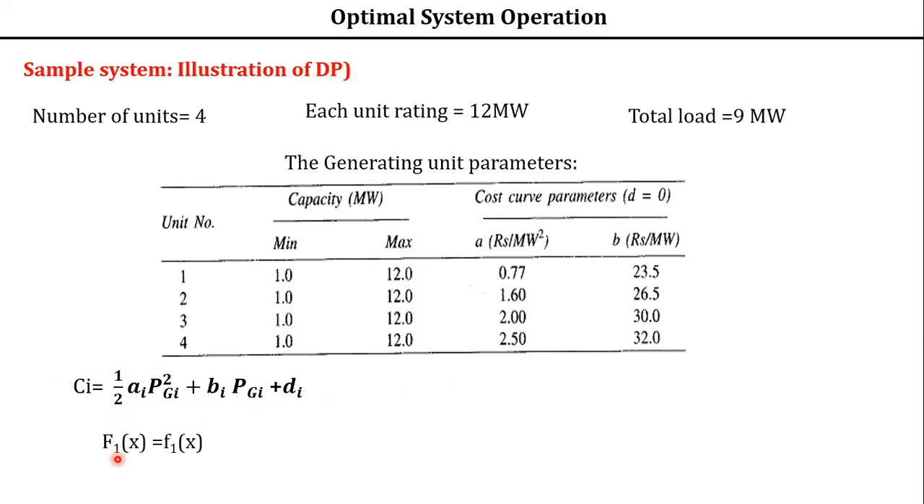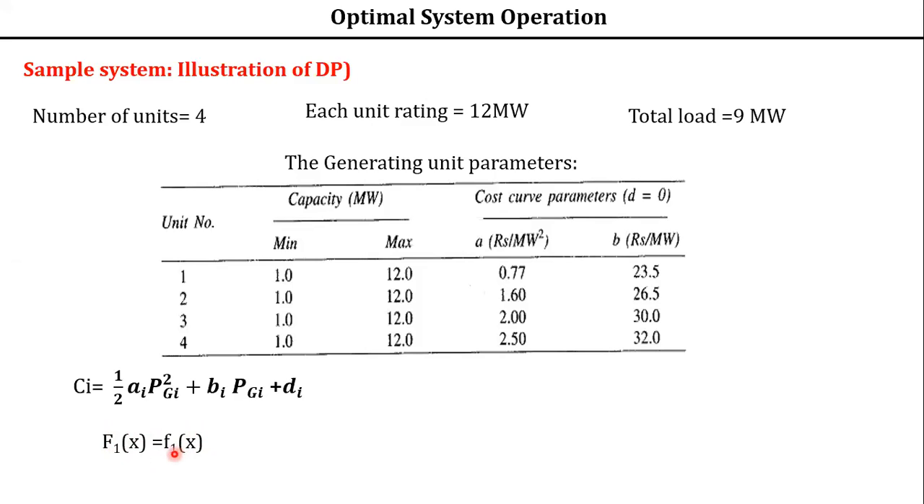Now you see, first let us start with only one unit, which is operating at full capacity of 9 megawatt. A single combination we will take. So for that one, the capital F1(x) is equal to small f1(x). What is f1(x)? And these are the same now in this case. Why? What is f1(x)? It is the cost of generating x megawatt by the first unit.